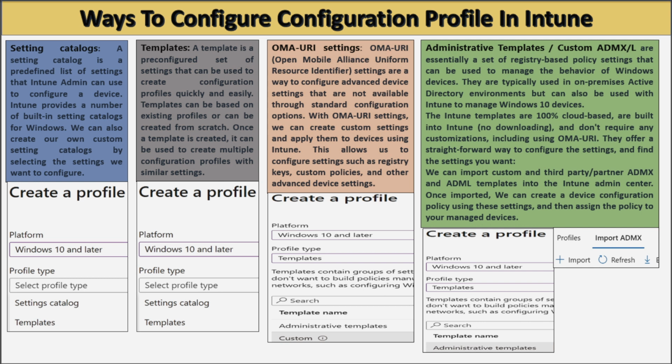Now the third way to create a configuration profile is to use an OMA-URI setting. OMA-URI is Open Mobile Alliance Uniform Resource Identifier, and OMA-URI settings are a way to configure advanced device settings that are not available through the standard configuration options. With OMA-URI settings, we can create custom settings and apply them to the device using Intune.